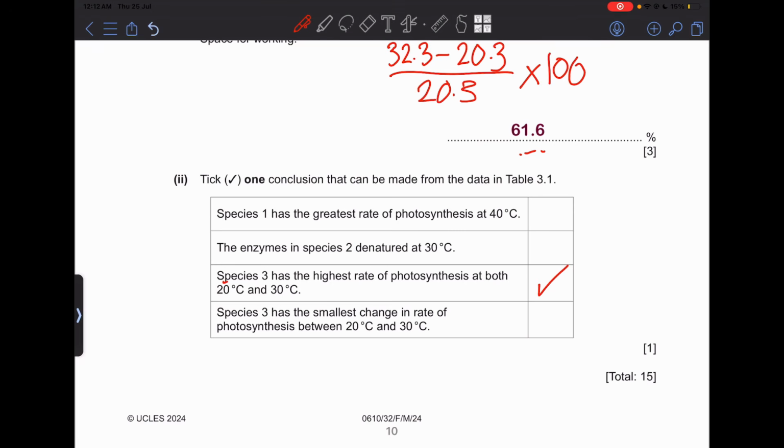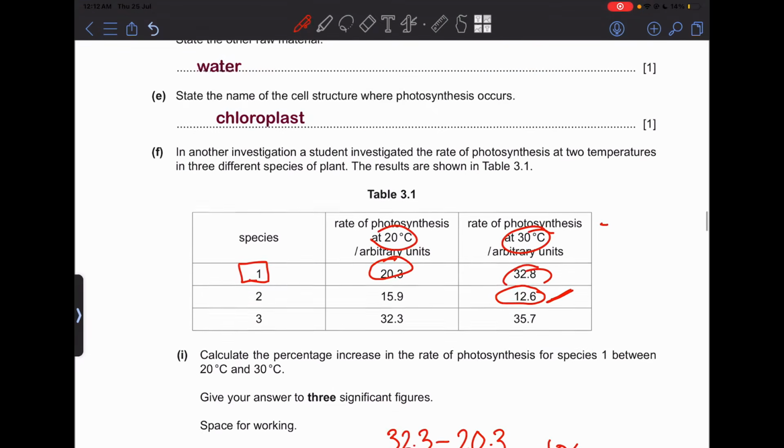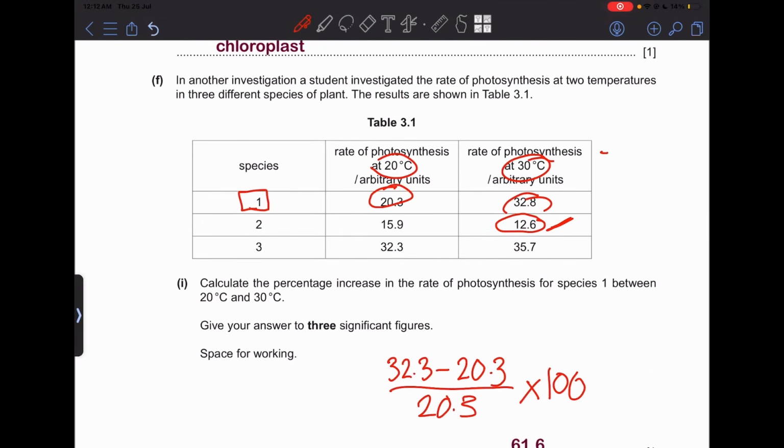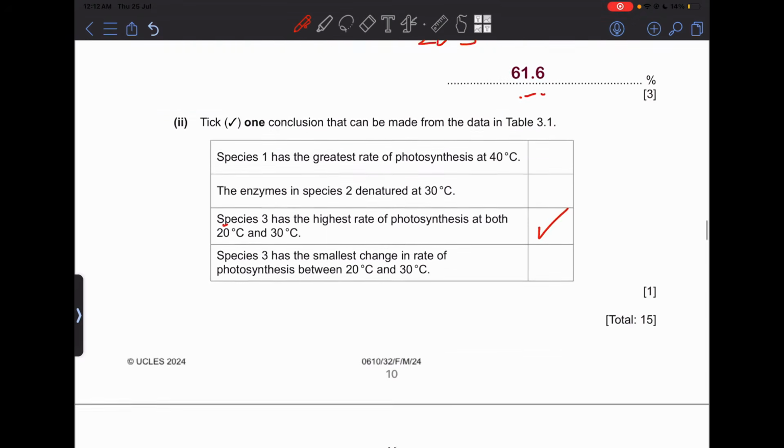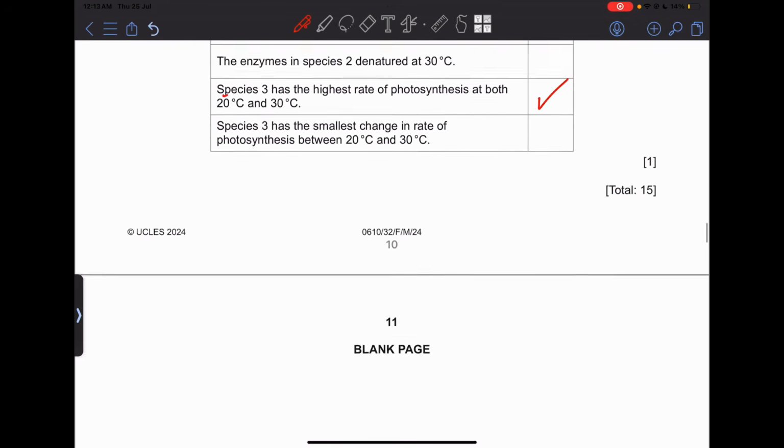Now 3 says species 3 has the highest rate of photosynthesis at both 20 degrees and 30 degrees. So let's compare. Over here, species 3 has 32.3, which is the highest compared to species 1 and 2, and also it has 35.7, which is higher than species 2 and 1, so this is a correct answer, and this is our answer.